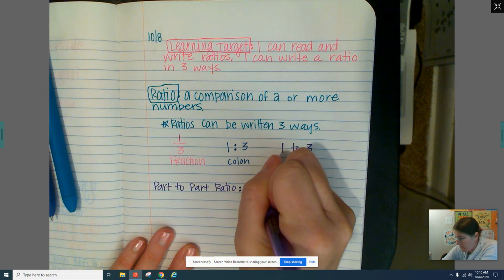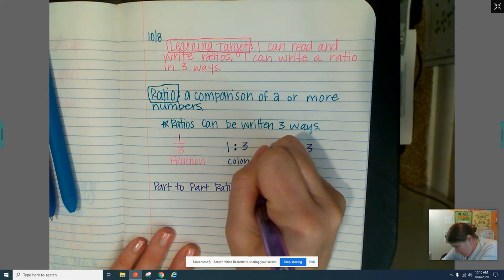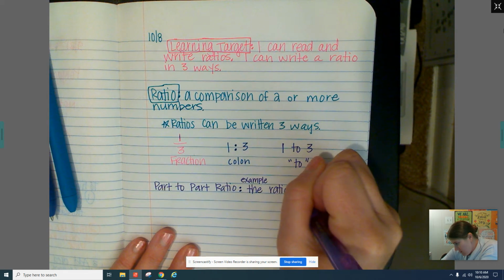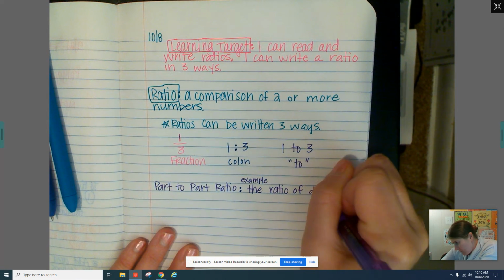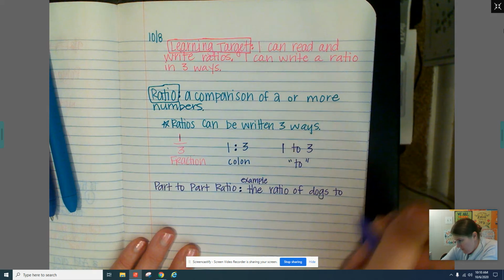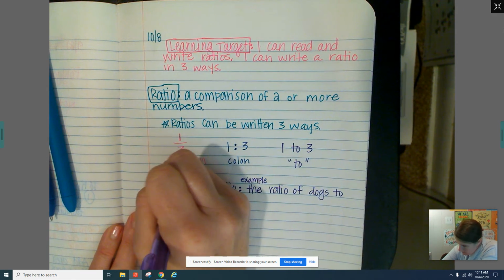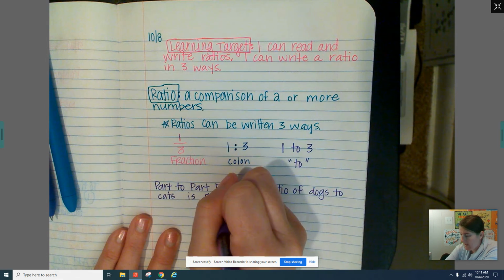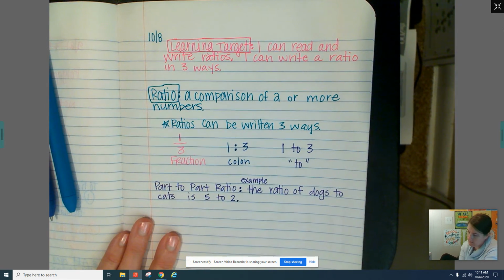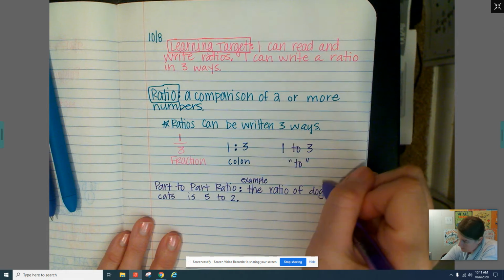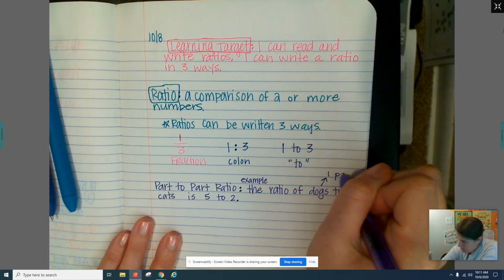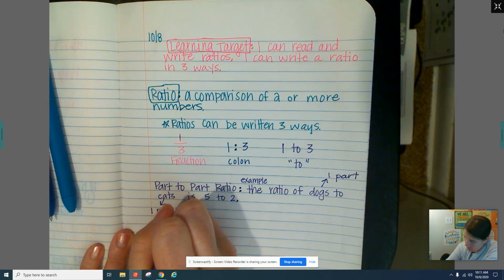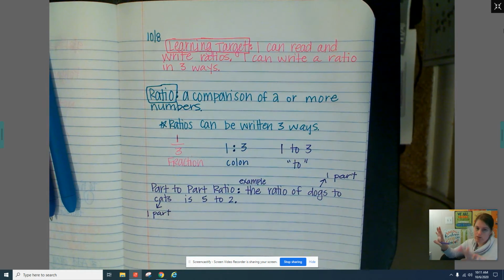So an example would be the ratio of dogs to cats. And we'll say maybe the ratio of dogs to cats is 5 to 2. So dogs is one part, and then cats is another part. You're comparing 2 different parts.